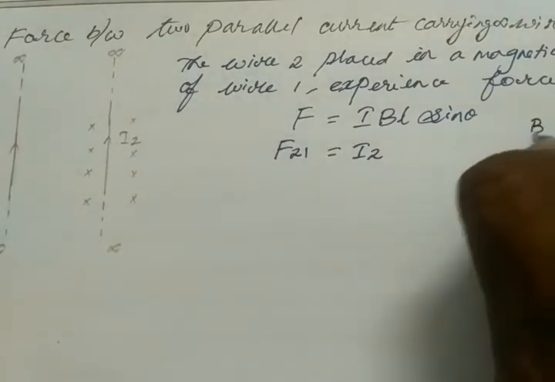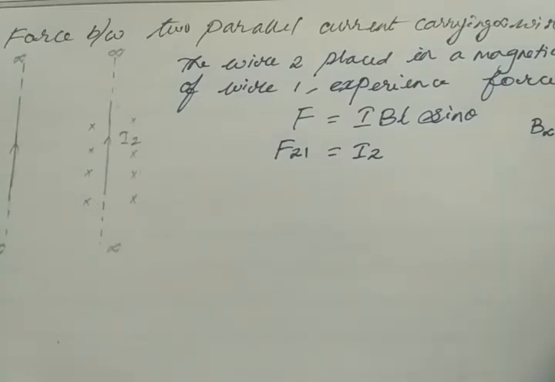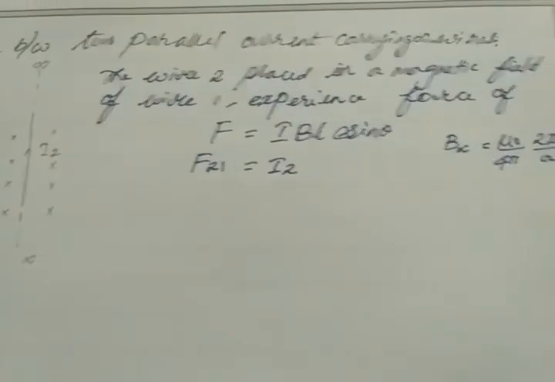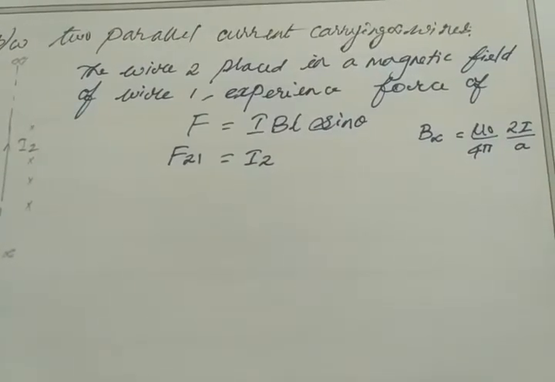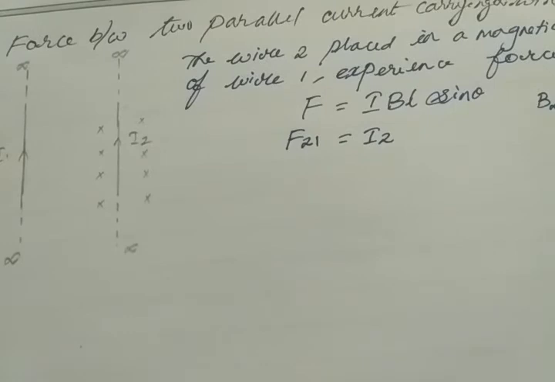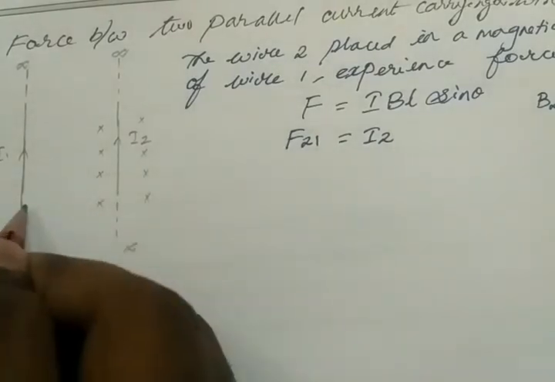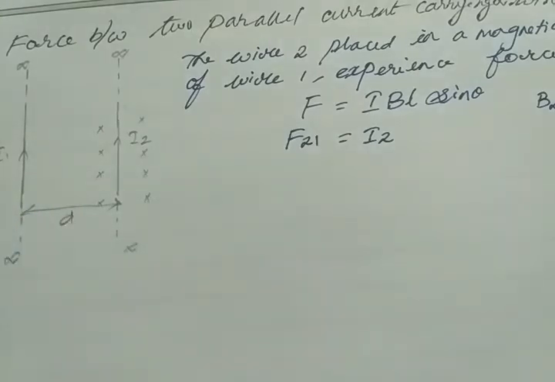Magnetic field produced by the infinite wire equal to mu naught by 4 pi 2I by A. Can you remember this equation? Kindly check your note. Magnetic field produced by the infinite wire, B infinite equal to mu naught by 4 pi 2I by A. Okay. Here A means nothing but the distance between two wires. Here we take the distance between two wires as D.